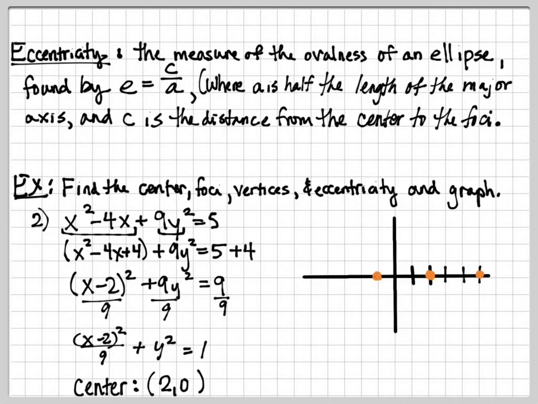So let's jot that down. Those are my vertices because the 9 underneath there is bigger than the 1 that's underneath the y squared, right? Right. Okay, so my vertices are what? Okay, -1, 0, and 5, 0.